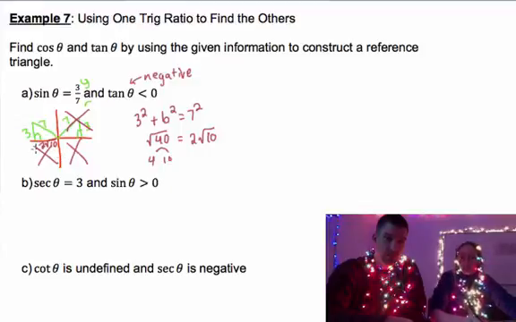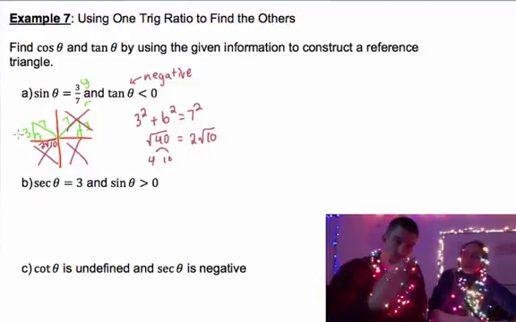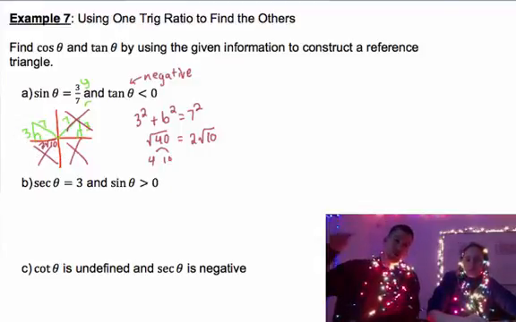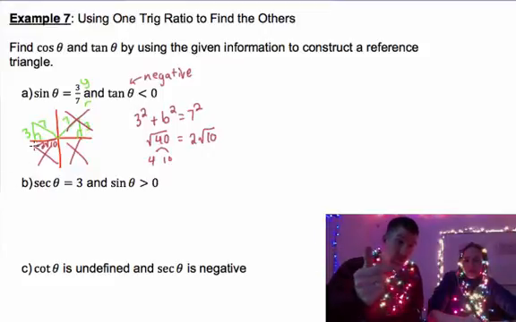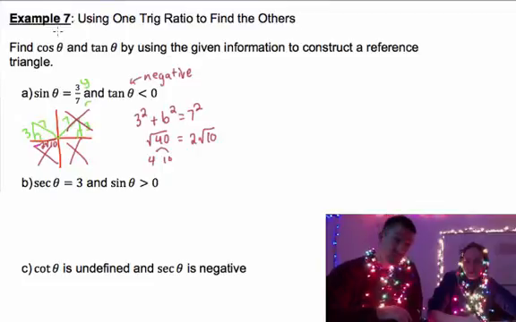2 square roots of 10. Now, is that a positive 2 square roots of 10 or a negative 2 square roots of 10? Since we're looking for the x-coordinate in that left-hand direction there, and my kindergarten teacher, Mrs. Barnes, always said lefty was negative.